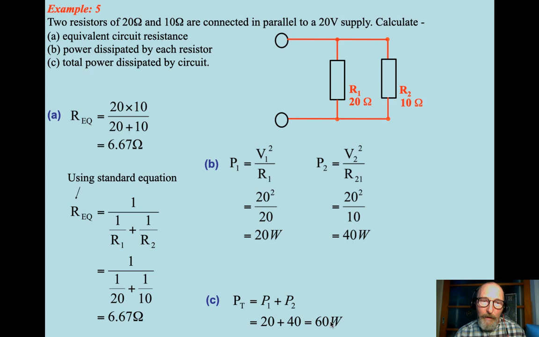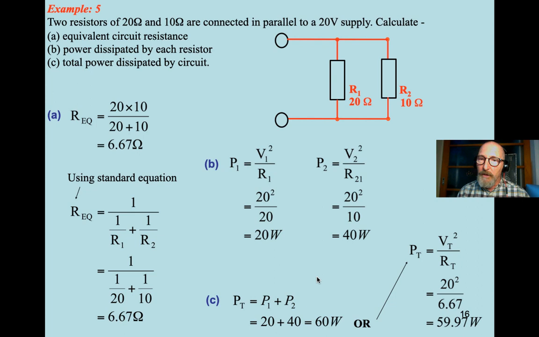Or we can go here using the power total again with V squared on R. We know the total resistance and we know the total supply voltage is 20 volts, it says here. So 20 squared divided by 6.67, total power dissipated by that circuit is 59.97. 60 watts. That's obviously missing some decimal places there, hence it's rounded down a bit to 59.97. I'm sure if you put all those decimal places in, it'll work out to exactly 60 watts.